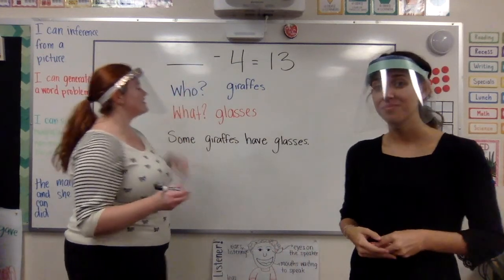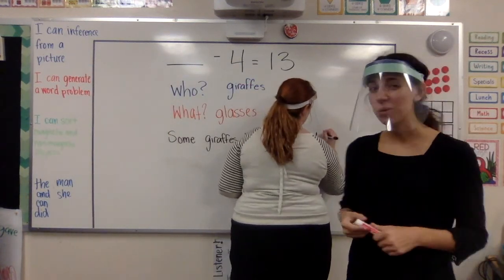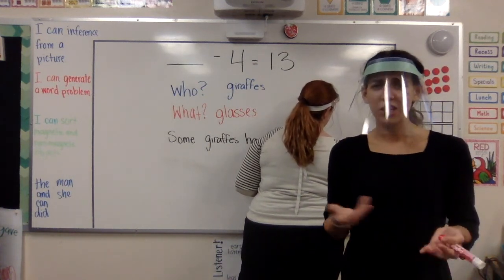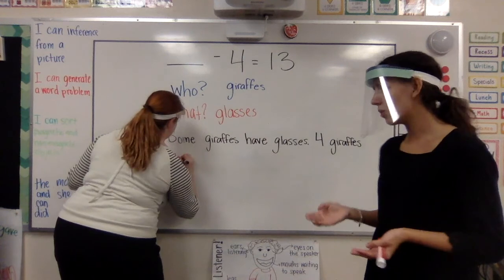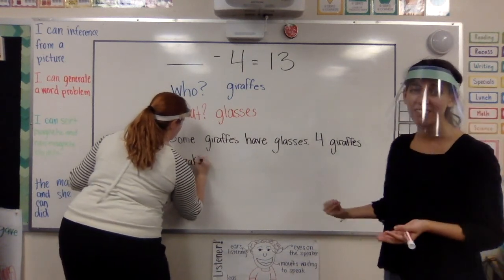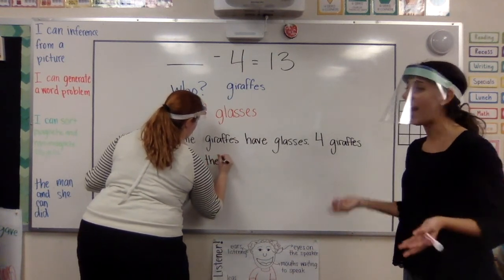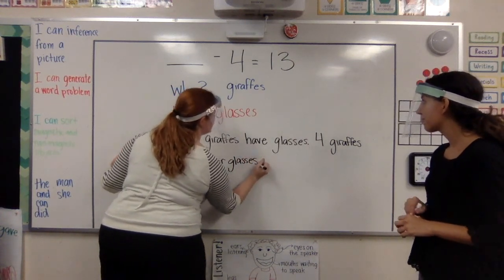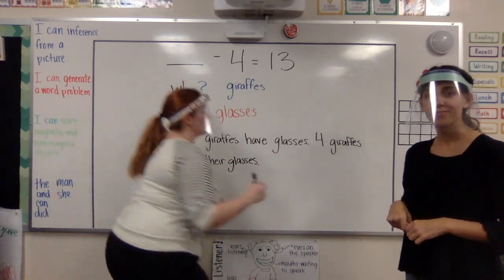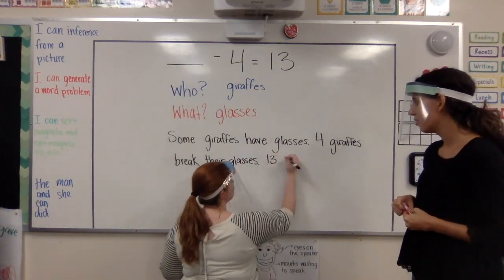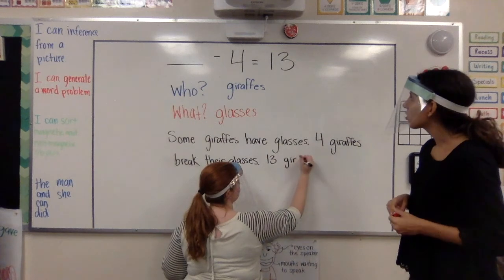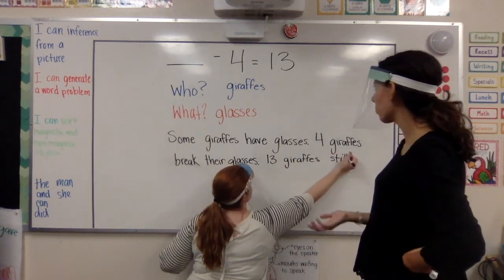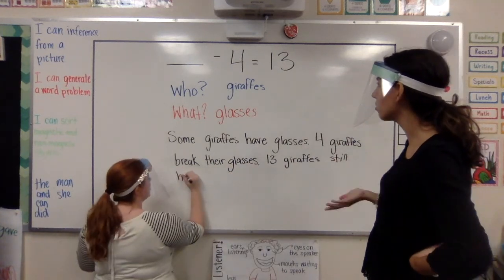Oh, that's good. And because it's minus, if you break something, you usually take it away or lose it because nobody wants broken glasses. So then we would take away the 4 giraffes that broke their glasses. They don't have glasses anymore. That's right. Well, in the end, Miss Lestico, it looks like there were 13. So 13 giraffes still have their glasses. That's right. Oh, so then are we done, Miss Lime? We're done. We solved all our numbers. We used all of them.